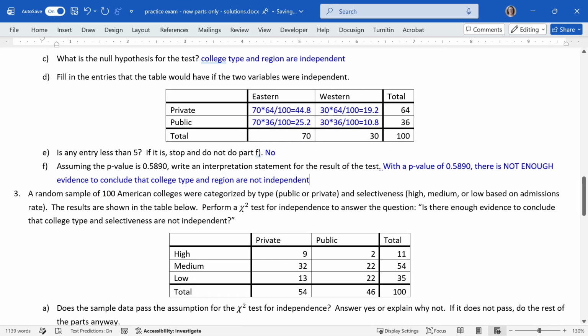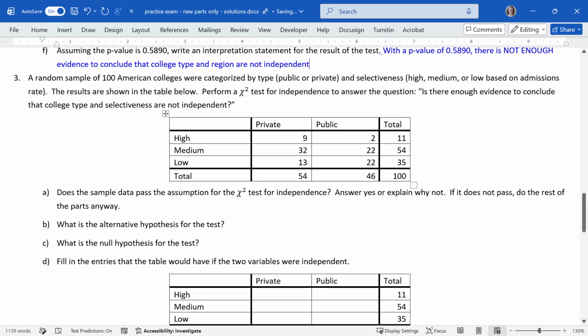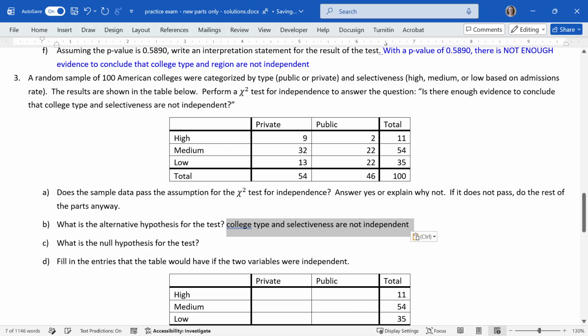Okay, one more of these. A random sample of 100 American colleges were categorized by type, public or private, and selectiveness, high, medium, or low, based on admissions rate. The results are in the table below. Perform a chi-square test for independence to answer the question, is there enough evidence to conclude that college type and selectiveness are not independent? I'm going to go ahead and grab that and put that in my alternative hypothesis. And we make that blue.